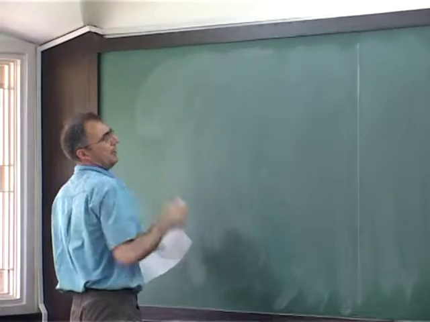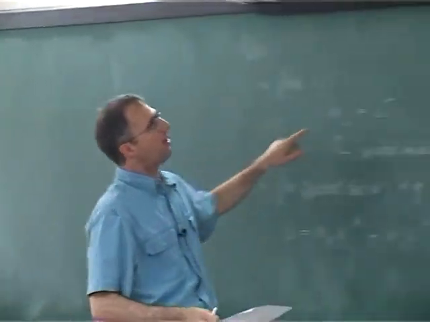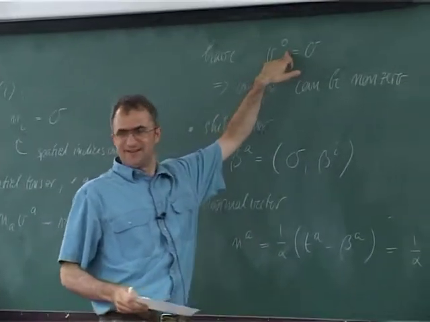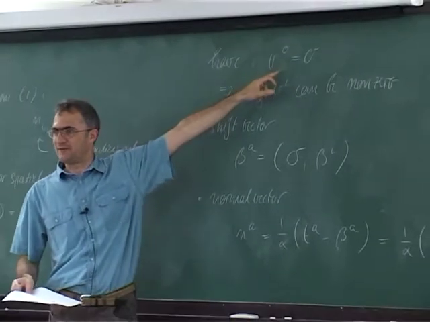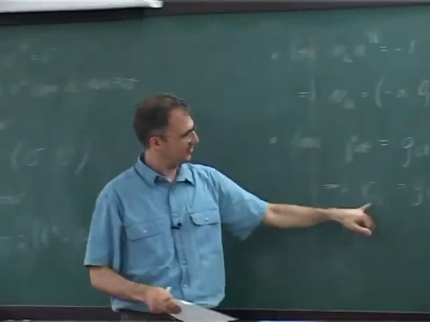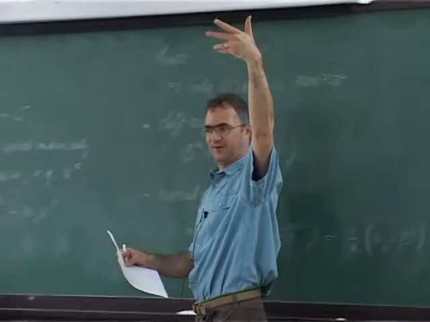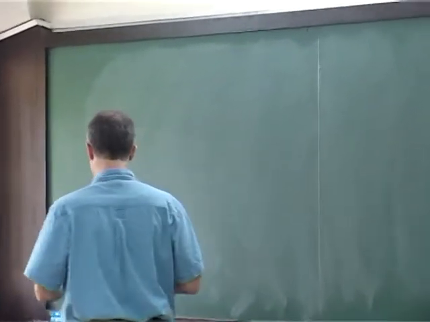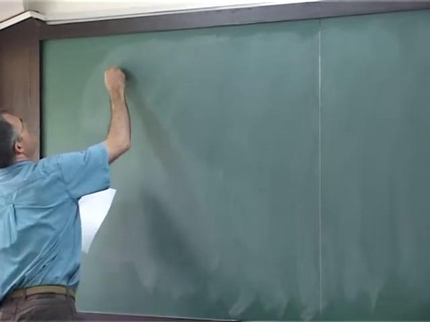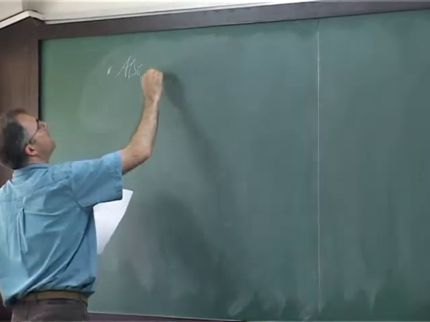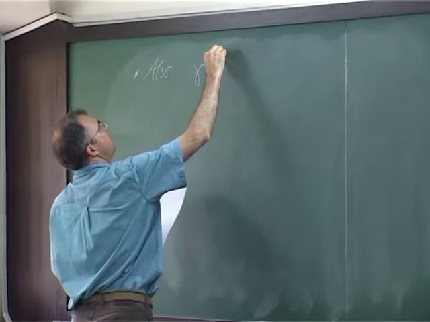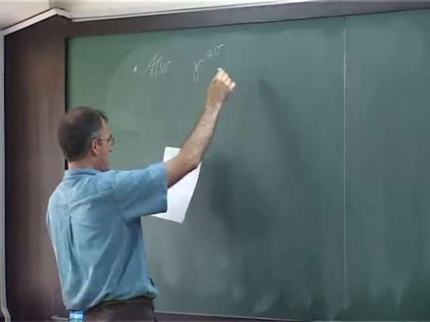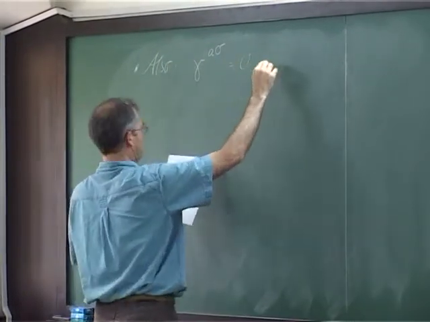Now, we also found out that all upstairs time components of spatial tensors have to be 0. Gamma is a spatial tensor, so we know that all upstairs components that have any time component must be 0, right? So we also know that gamma^A0 for any A must be 0.